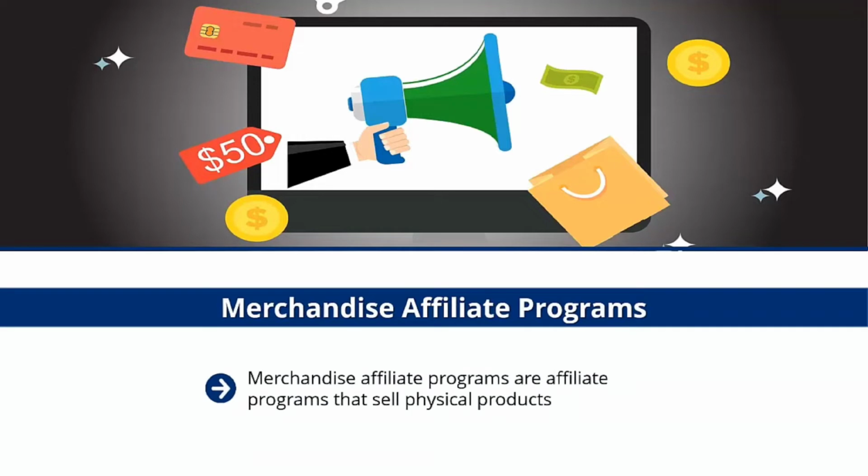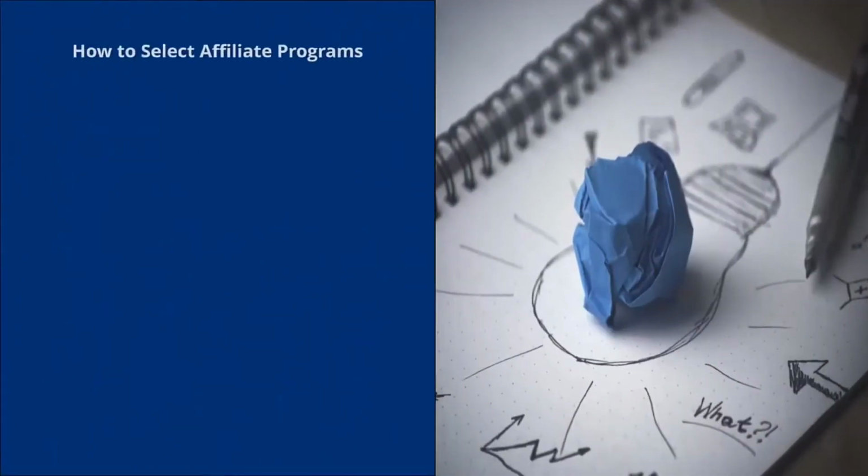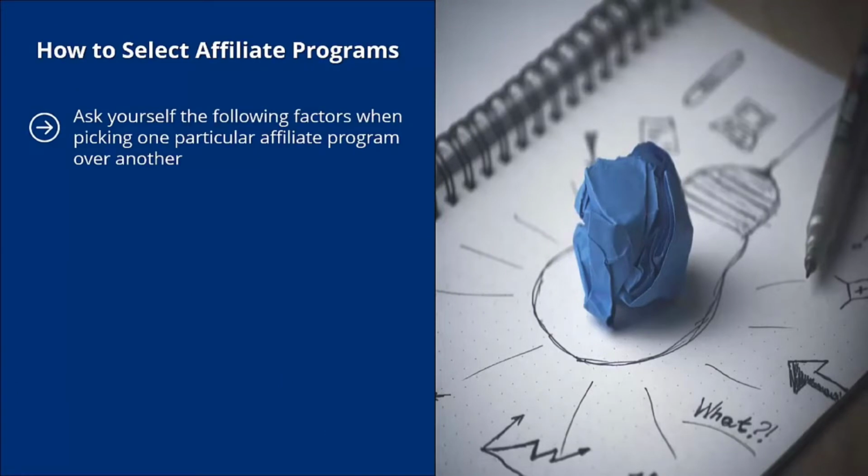Merchandise affiliate programs. Merchandise affiliate programs are affiliate programs that sell physical products. When people see ads on your website, you won't get paid when people click the ads. You only get paid a commission when your visitors actually buy products. How to select affiliate programs. Ask yourself the following factors when picking one particular affiliate program over another.